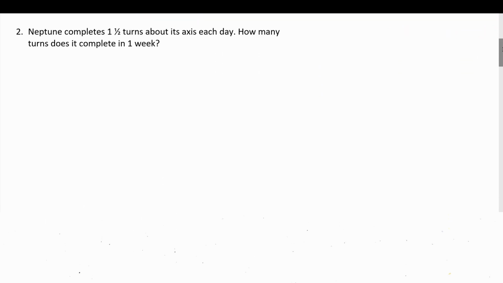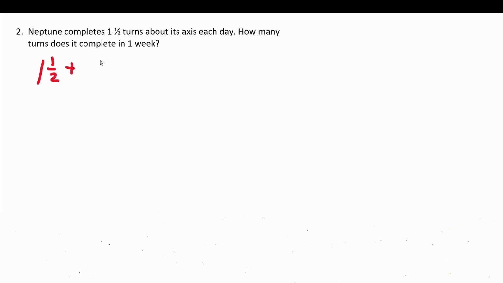All right, number 2 says Neptune completes 1.5 turns about its axis each day. How many turns does it complete in a week? So there are two approaches to this one. Again, first we have to know that there are 7 days in a week. So you can certainly do this.